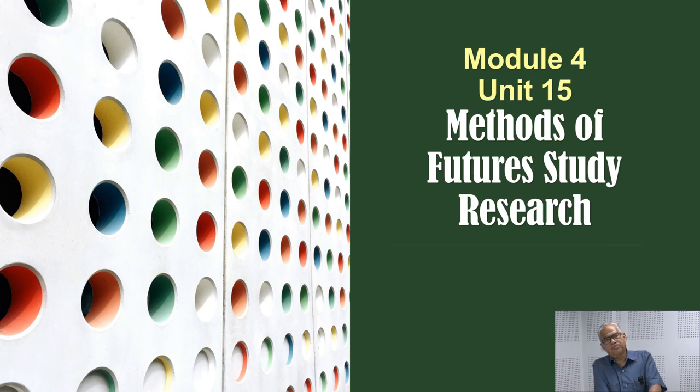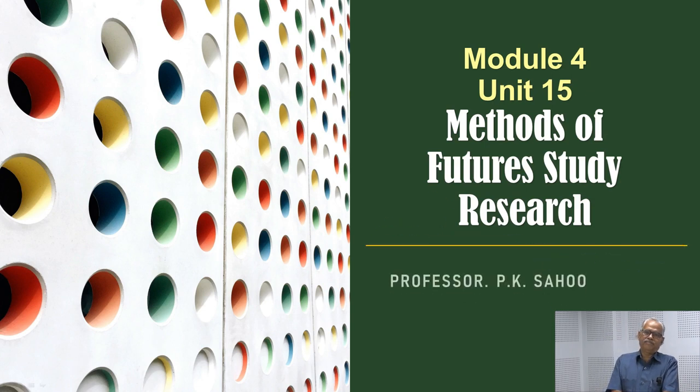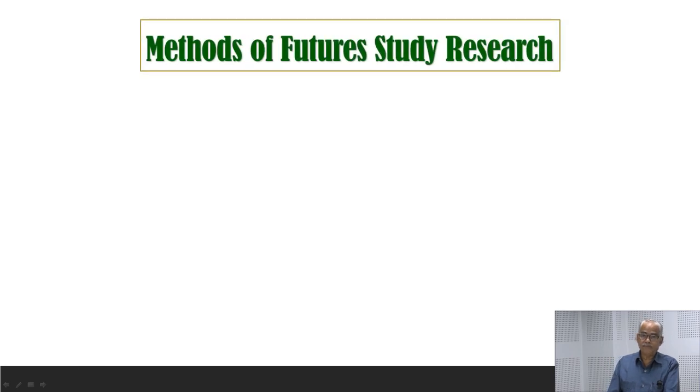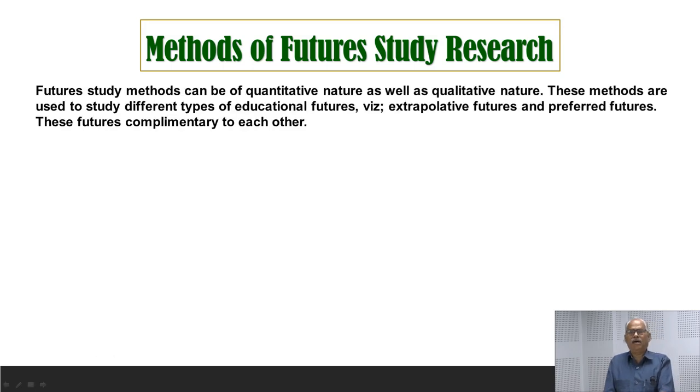Since we talk about futures, uncertainty, events that have not yet happened, how to study? So it will be to extrapolate what is going to happen by studying the trend of incidences that have happened so far. What will happen?